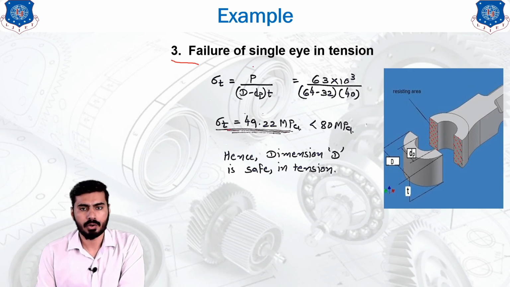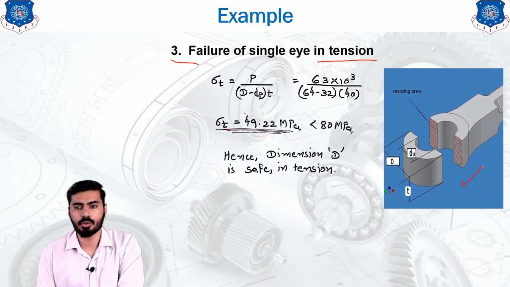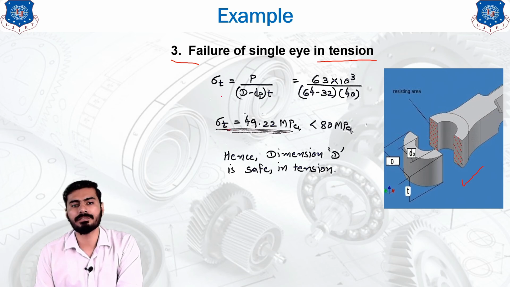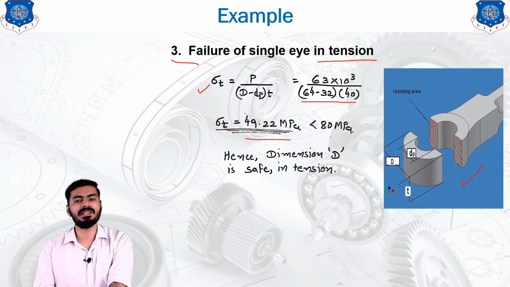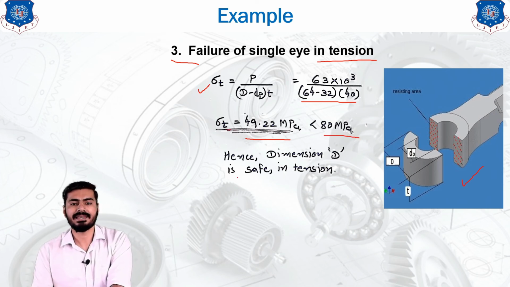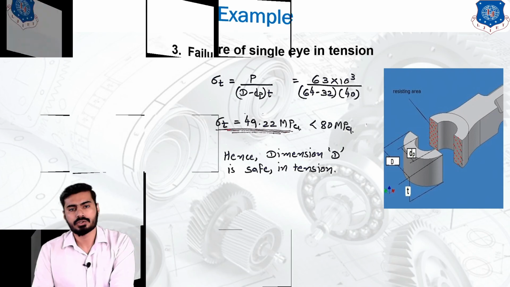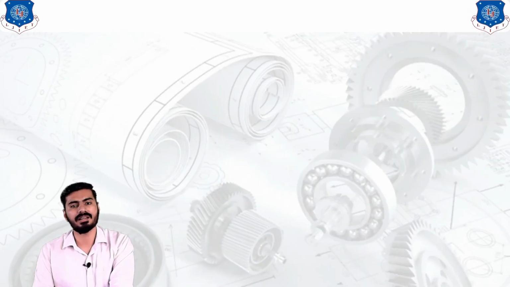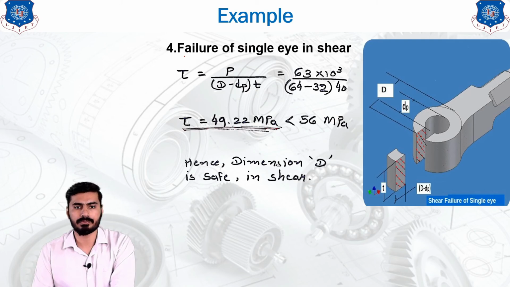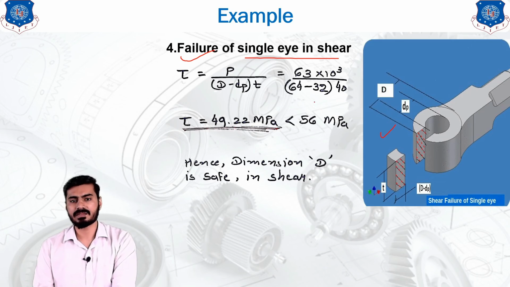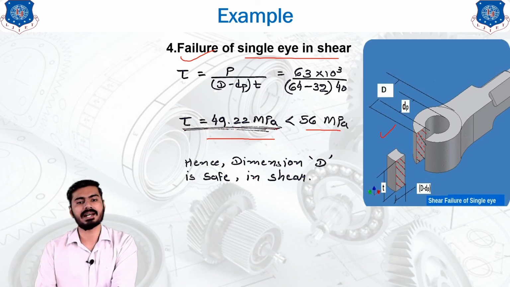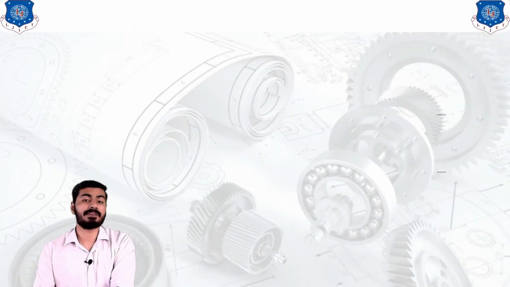Now we will check whether our single eye is safe or not. In tension, the failure of the single eye looks like this. Using the equation of tensile stress, we calculate the tensile stress as 49.22, which compared with the given value of 80 megapascal shows that our dimension d is safe. Similarly, the fourth point is the failure of the single eye in shear. The shear occurs in this manner, and we can calculate the answer as 49.22, which is less than the given value, so our dimension is safe against shear.